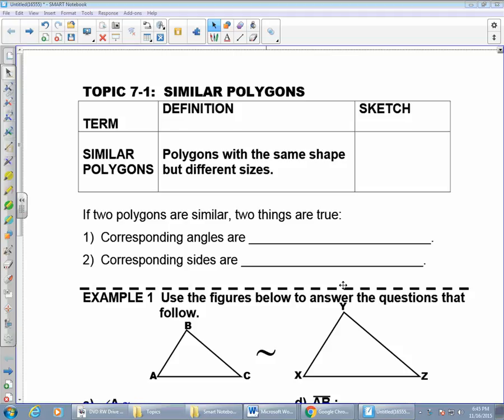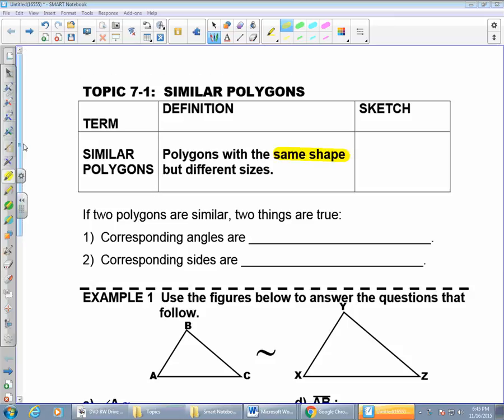So topic 7-1, similar polygons. Similar polygons are defined as polygons with the same shape but different sizes. Now this is a lot different than congruent, because congruent is defined as same shape, same size. So polygons with the same shape but different sizes are similar polygons.